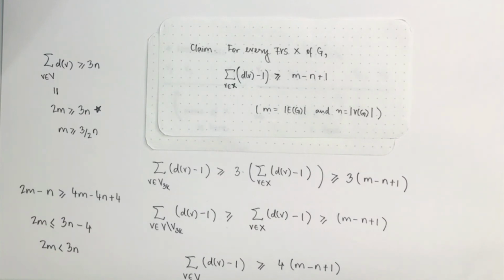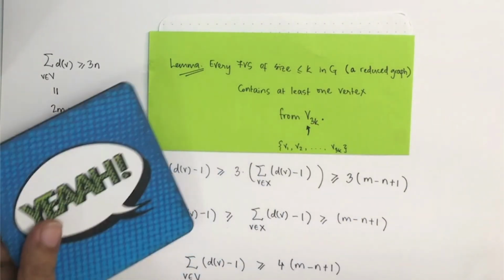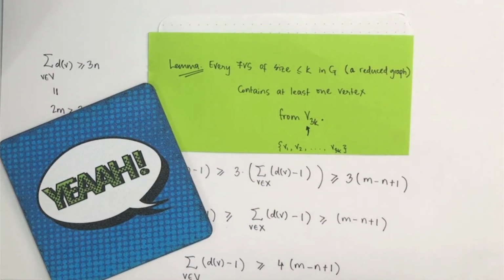And with the proof of the main lemma, we now have the branching algorithm that we wanted, and that brings us to the end of this particular discussion.